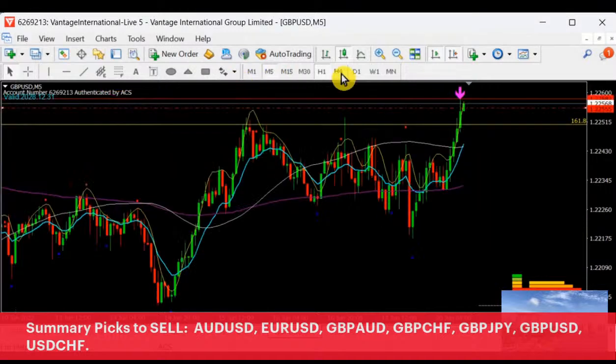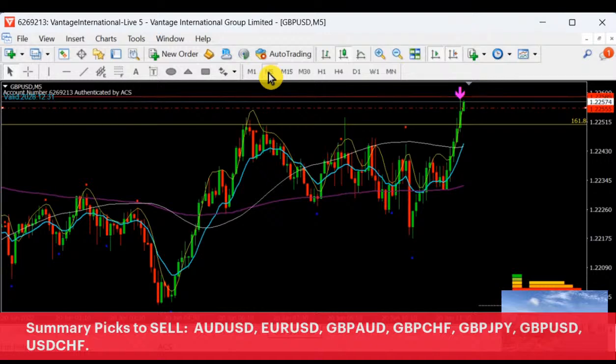Let me move it down lower. Pound dollar now, tentatively I will still say no yet. It's not at the right time yet, so still have to go for a little bit more.